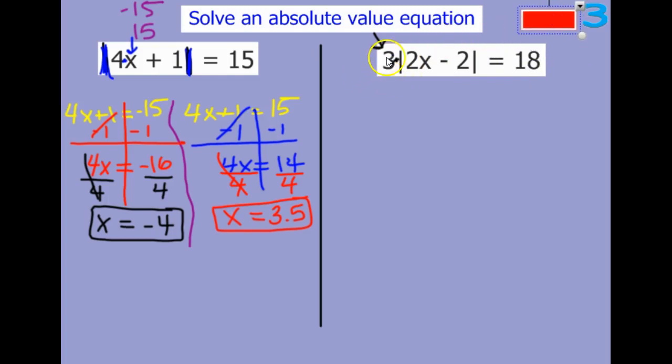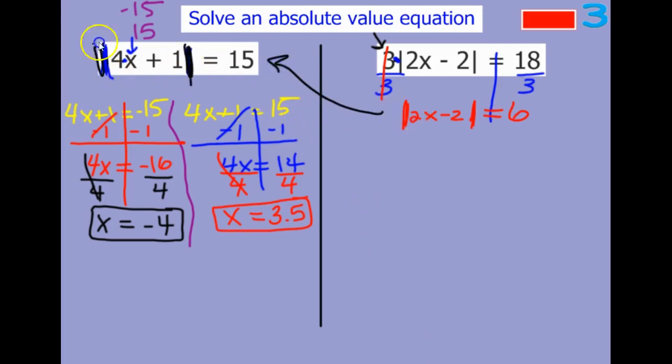So over here, on this one, there's a 3 outside of our shower that we have to get rid of. So the opposite of multiplying by 3, first we need to get rid of that by dividing by 3. 3 divided by 3 goes away. So here we have our absolute value still equal to 18 divided by 3 is 6. So notice now this looks like this type of problem with our absolute value all by itself. There's no other numbers attached to this absolute value.